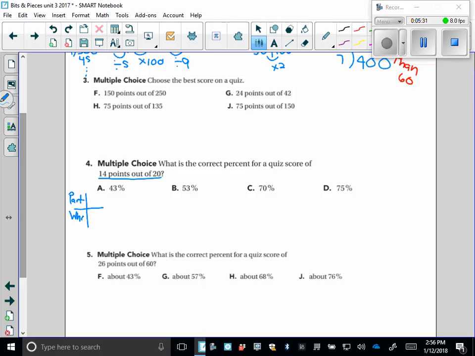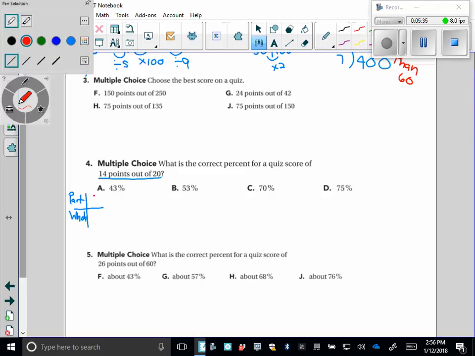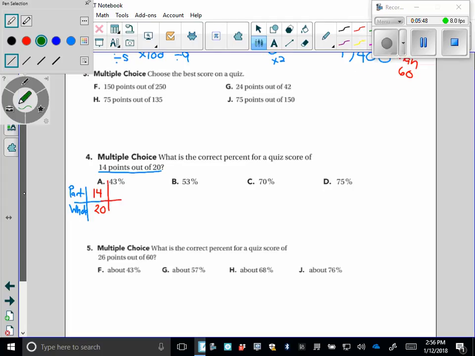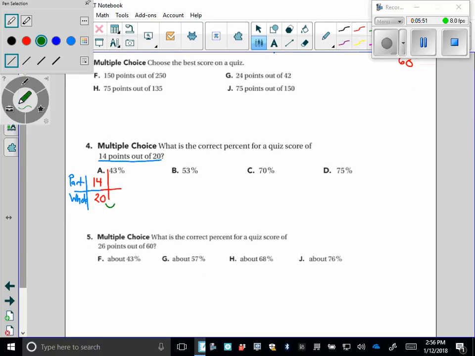But we're going to start with 14 as our part and 20 as our whole. And you just need to get a percent from that. So what did you do? I just multiplied it by 2, and then I got 100.